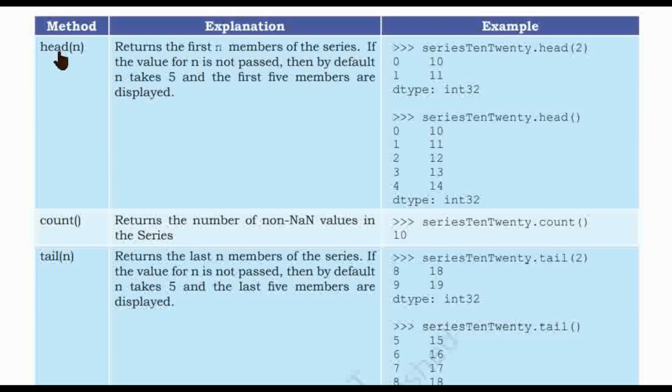Method head(n): returns the first n members of the series. If the value for n is not passed, then by default n takes 5 and the first 5 members are displayed. series1020.head(2) gives 10, 11, dtype int32. series1020.head() gives 10, 11, 12, 13, 14, dtype int32.